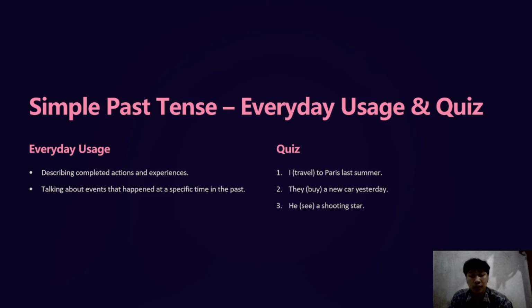Let's try a quick quiz to reinforce what we've learned. Complete each sentence with the correct past form in 10 seconds. The correct answers are traveled, bought, and saw. Nicely done if you got this right.